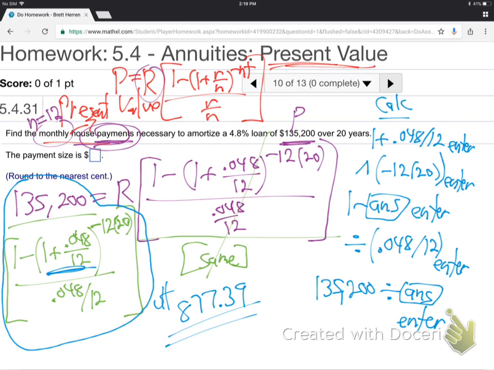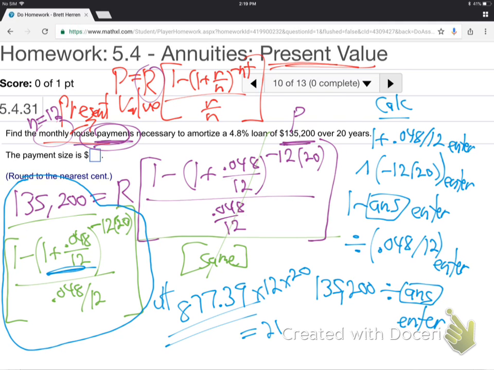Hey, by the way, could we figure out how much we're actually paying for the house? This is always a shocking calculation. $877.39 per month. 12 months in a year, 20 years, right? So if we just multiply that by 12 months every year, that's how much we're paying per year, times 20 years, we'll get the total amount paid, right? They didn't ask me to do this, but it's always interesting and shocking.